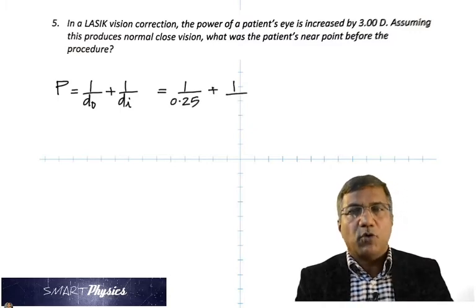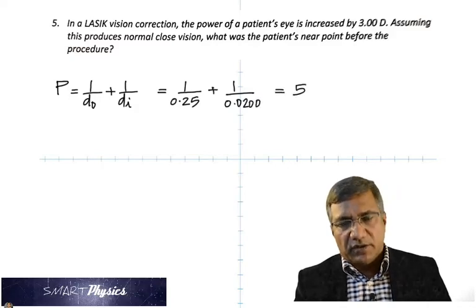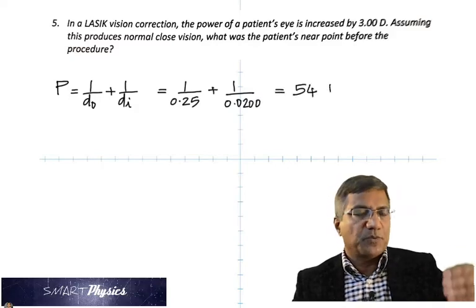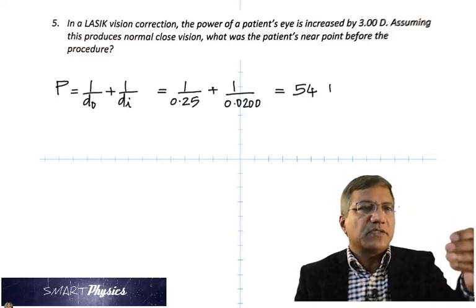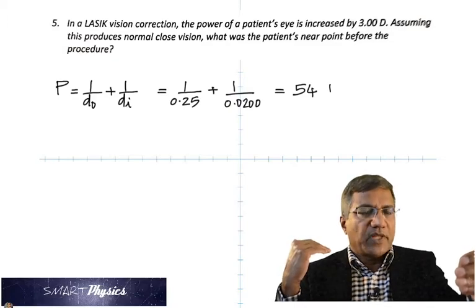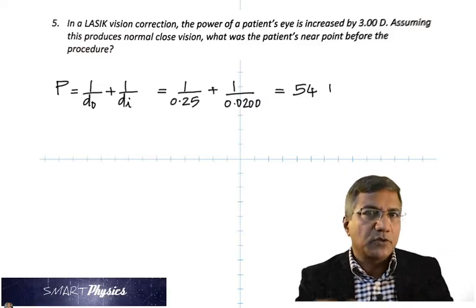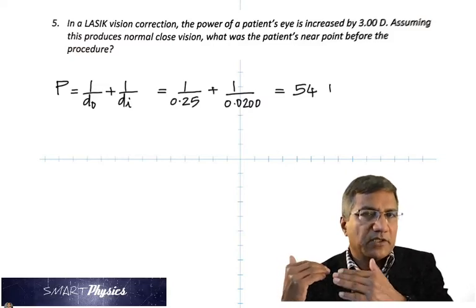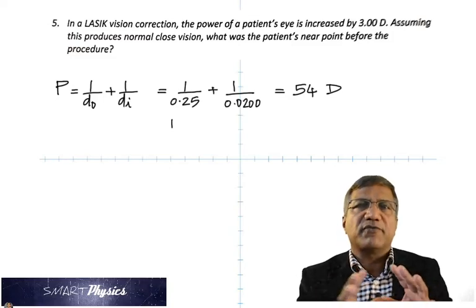So DO is 0.25. DI is 0.02, because when you hold an object 0.25 meters away, the person should be able to see it clearly. That means the image must be produced on the retina, which is 0.02 meters behind the lens. That means the power was supposed to be 54 diopter.